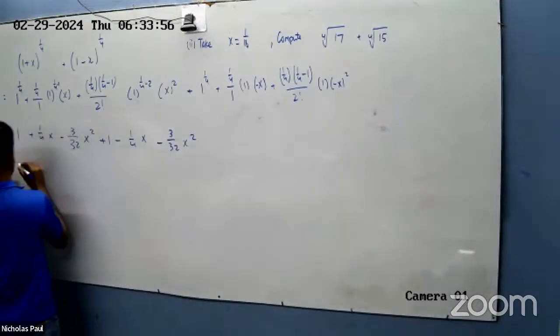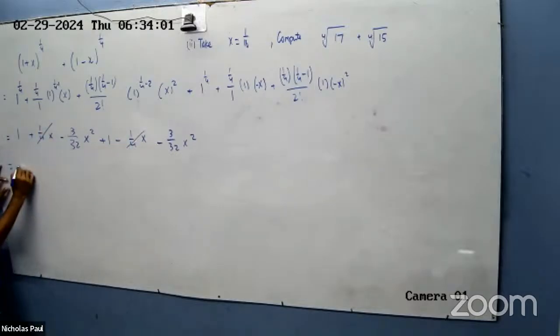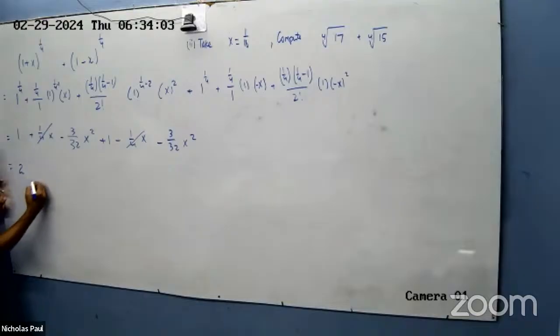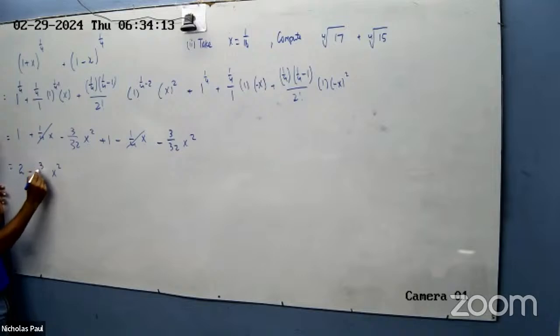So this will cancel here. 1 plus 1 is 2. Minus 3 is minus 6. Or we can simplify it further: 3 over 6.